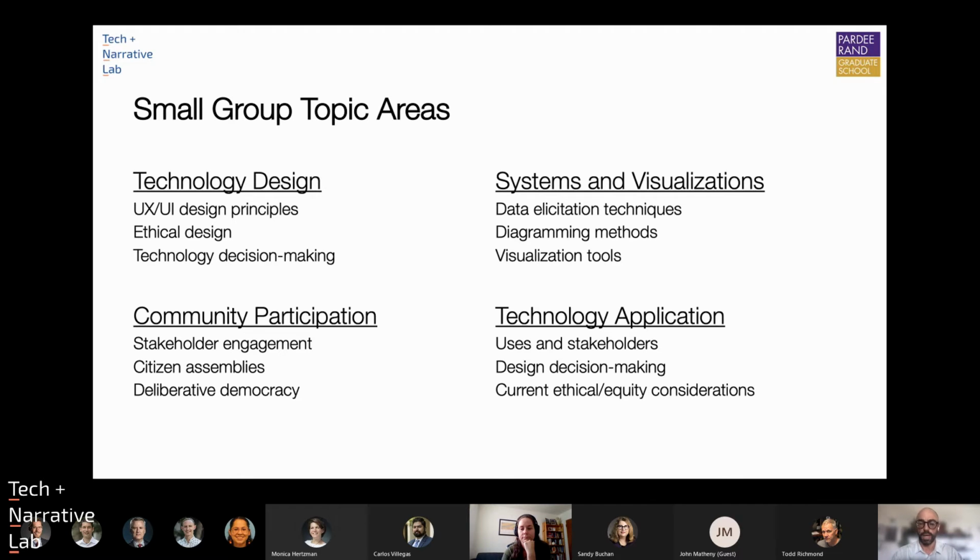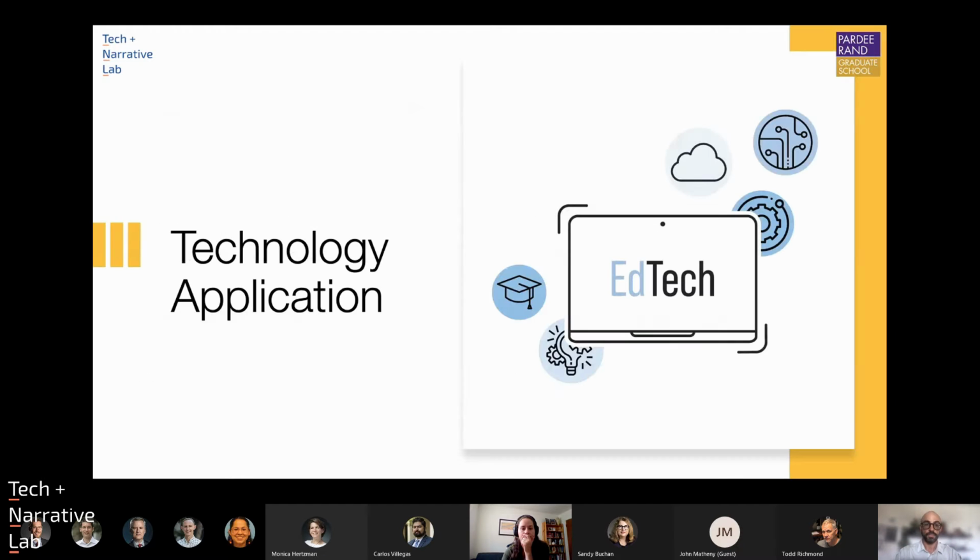And lastly, the technology application group looked at identifying a really specific area of tech application where we would try to leverage these other different methods. And that's what I was going to transition to, the first small group to look at these tech application areas.